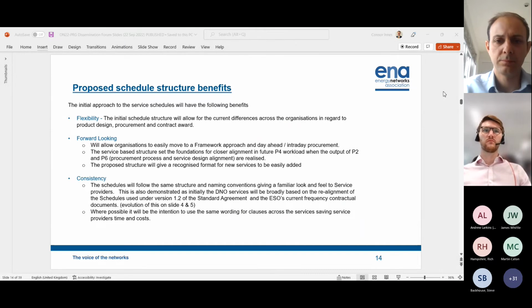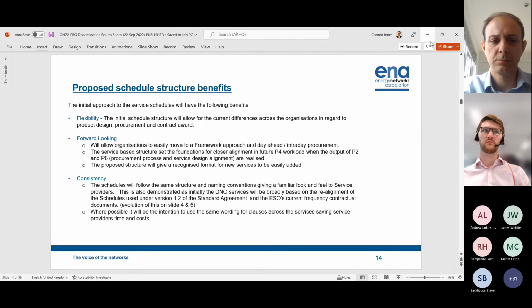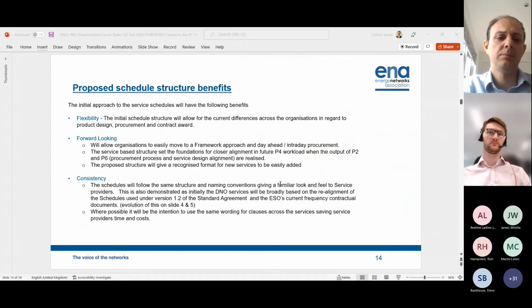So why have we gone out for consultation? Why do we think this is the way to move forward in this structure? What we've got here is a list of the benefits that we see following this approach. Firstly is the flexibility. The initial structure will allow for the different organisations in regard to the way they've got product design currently, the way they procure, and the way they award their contracts. So it gives the same look and feel, but it allows that initial flexibility.